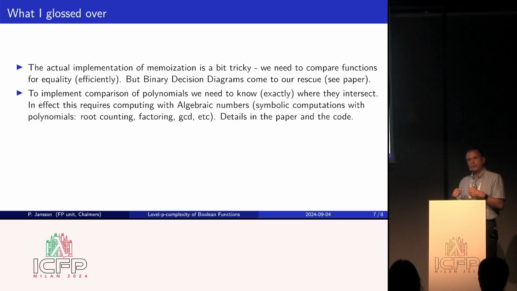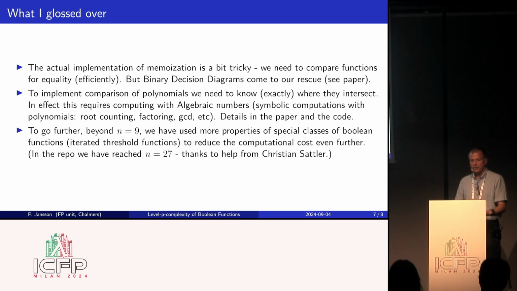So algebraic numbers, if you don't remember, that's basically roots of polynomials. And you can add, you can multiply, you can do all kinds of nice operations on these algebraic numbers if you encode all this structure. You need to do root counting, factoring, GCDs, and so on. And that's actually the state of the published paper.